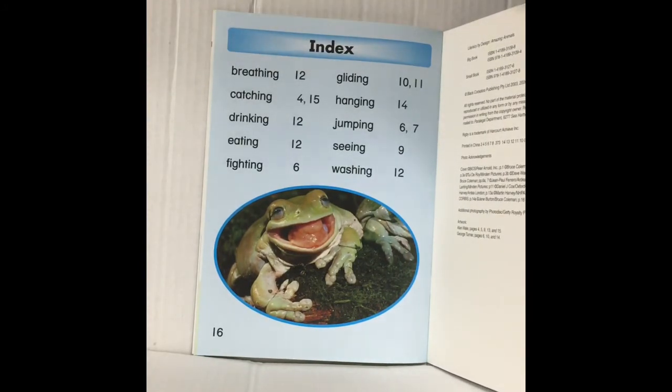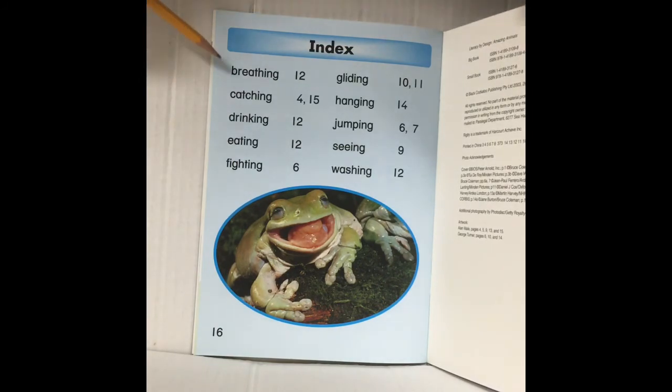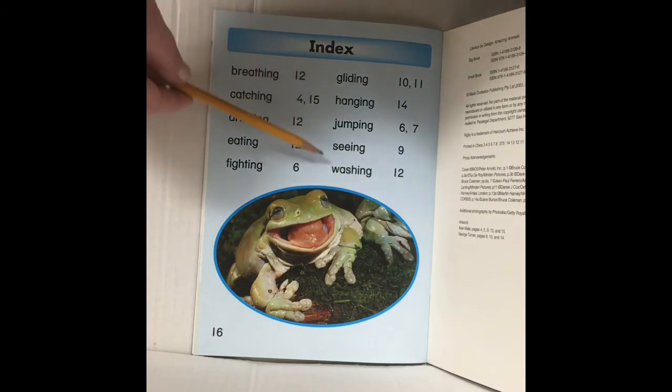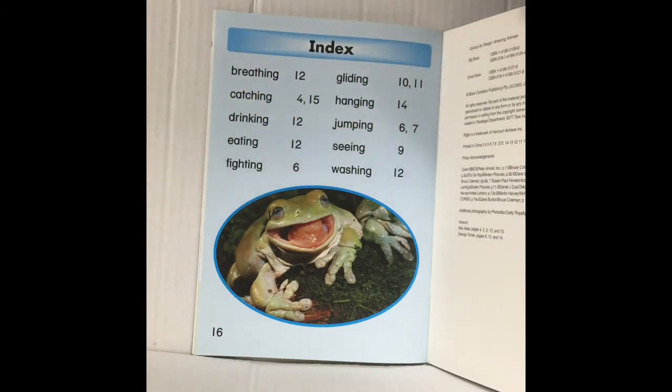On this page, you find the index. An index tells readers which page they can read to find information about things in a book. Those things are listed in alphabetical order, with the pages on which they can be found written after them.